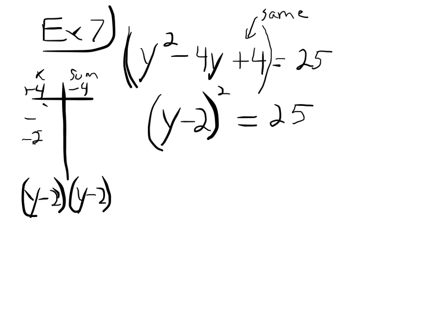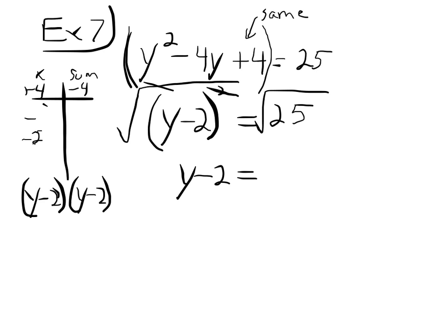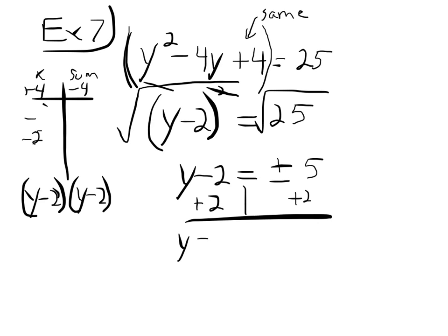Now we can solve this using roots. So we can take the square root to cancel. I'm left with y minus 2 is equal to, I know the square root of 25, so I can simplify, it's plus or minus 5. Now I've got to move this negative 2 to the other side by adding 2. So I'm left with y equals a positive 5 plus 2, and I'm also left with y equals a negative 5 plus 2.